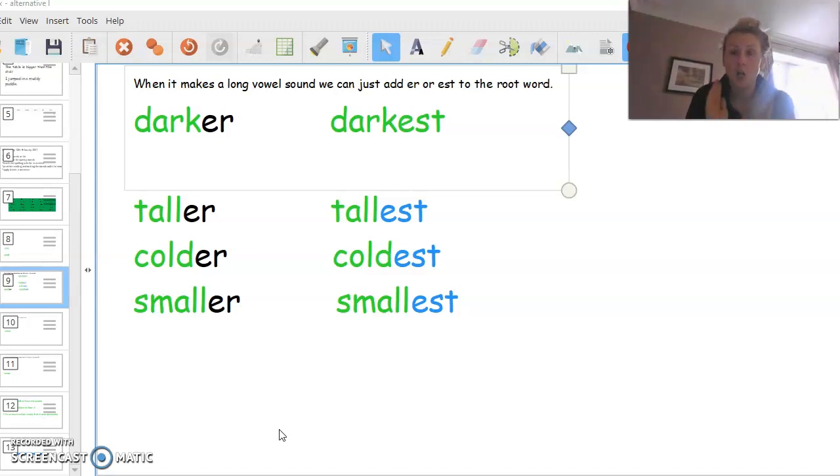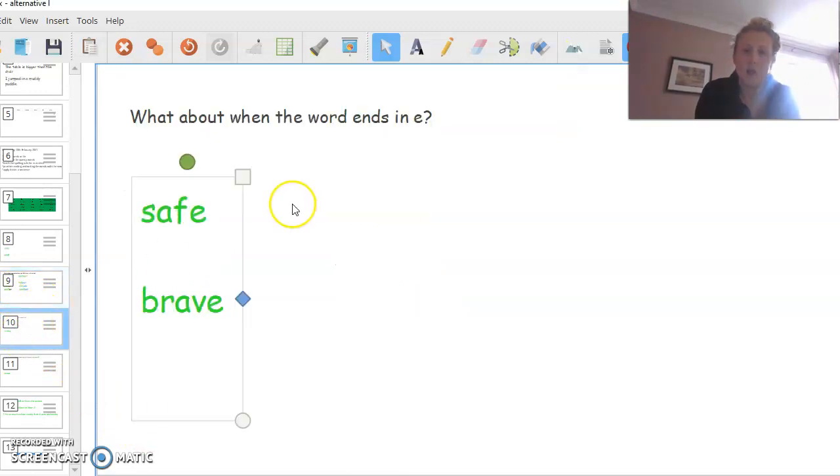So when it makes a long vowel sound, we can just add the ER and the EST suffix. And the reason why I'm doing these two suffixes together is because they both have the same rules, okay? So let's have a look at another rule with the ER and the EST suffix. Okay, what about when the word ends in E? So let's have a read of these words.